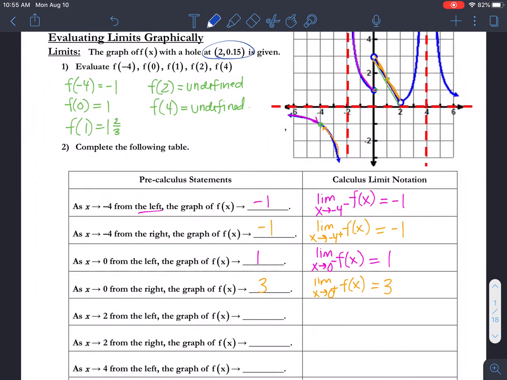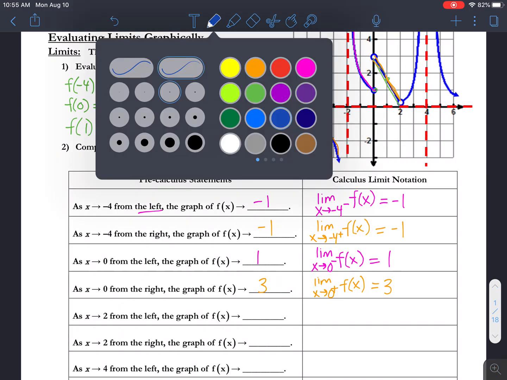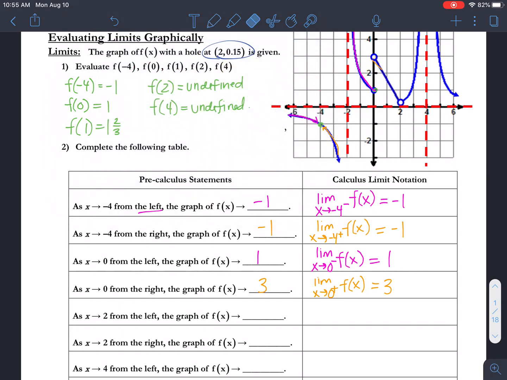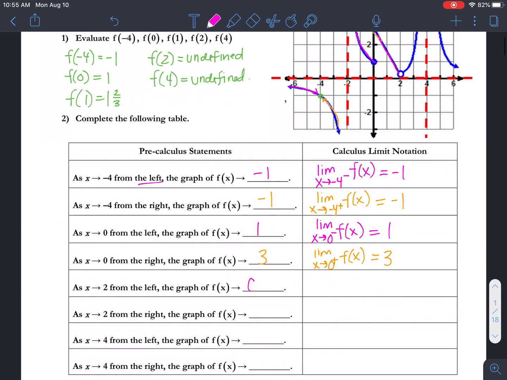So as we get closer and closer from the left, I'll go back to pink here, sorry. So as I approach 2 from the left, getting really close, really close, really close to that 0.15. The limit as x approaches 2 from the left of f of x is 0.15.